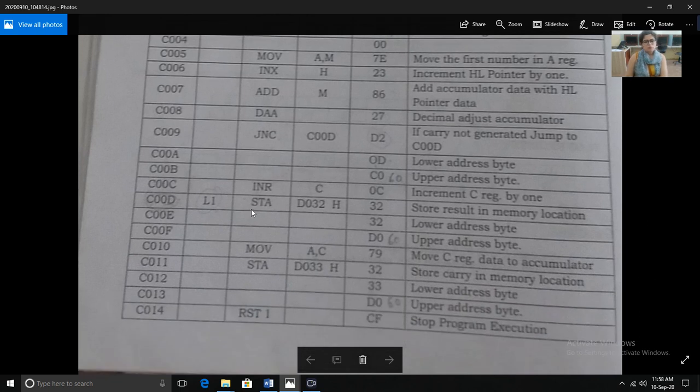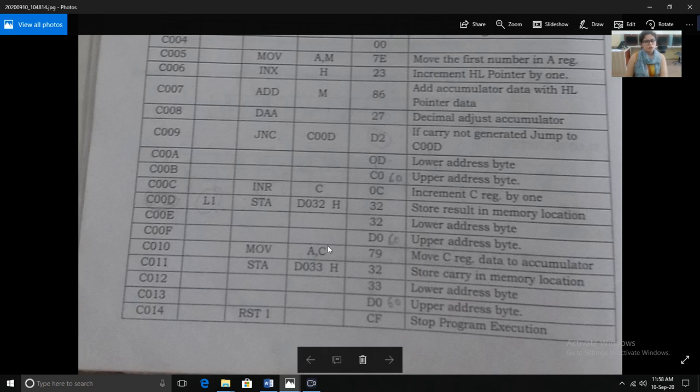Now this is again storing. We have already discussed that. Now this is MOV A, C. If there is a carry that we have stored in the C register, you have to move that carry into the accumulator. This is the move instruction, which transfers the contents of the C register into the A register. And 79 is the hex code of the move instruction.